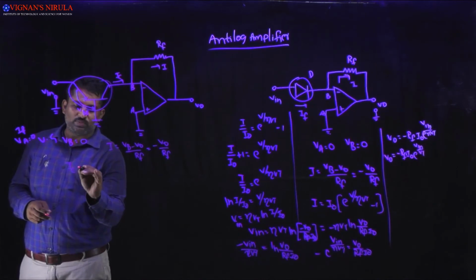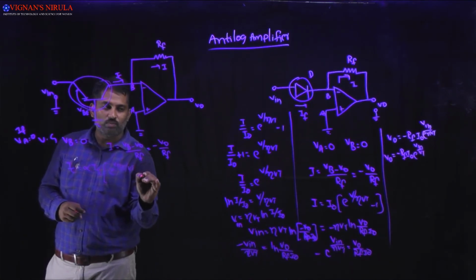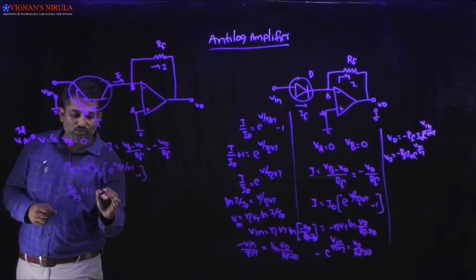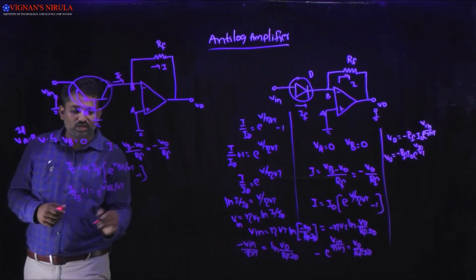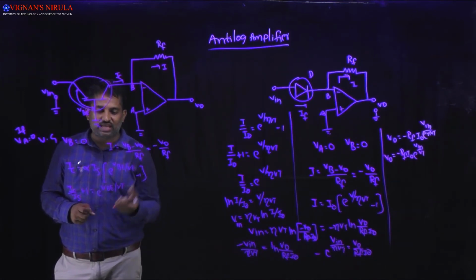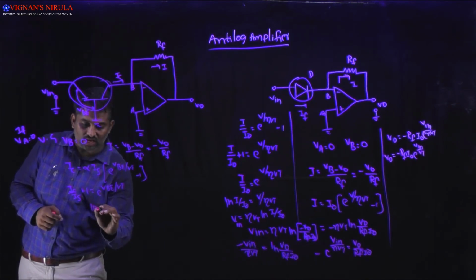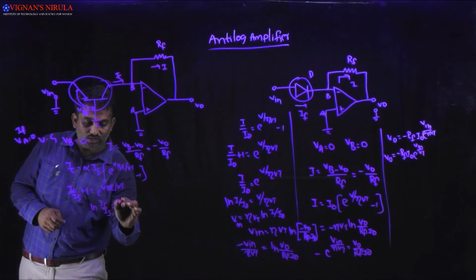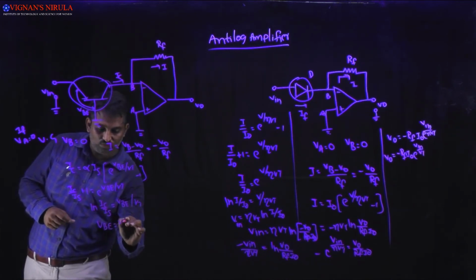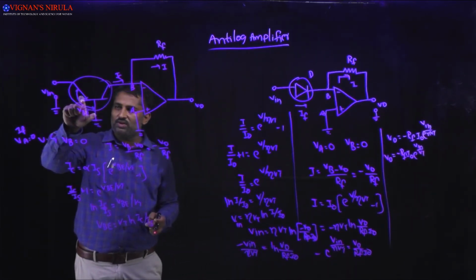What is that? Ic will be equal to alpha into Is into e power VBE divided by Vt minus 1, and alpha is equal to 1, we will get Ic by Is plus 1 will be equal to e power VBE divided by Vt, and reverse saturation current or saturation current is very less, so Ic by Is is very much greater than 1. So if you have taken the logarithm on both sides, now natural logarithm on both sides, ln of Ic by Is will be equal to VBE divided by Vt. From this, VBE will be represented as Vt into ln of Ic divided by Is. Here in this case, VBE will be equal to Vin.